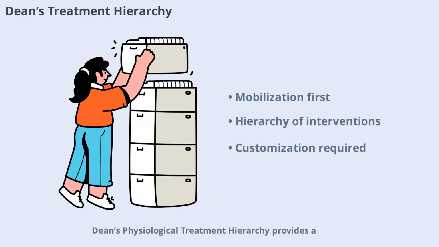Dean's physiological treatment hierarchy provides a guideline for treating impaired oxygen transport. The premise is that being upright and moving is the optimal physiological state. The hierarchy starts with mobilization and exercise, followed by body positioning, coughing maneuvers, relaxation, range of motion exercises, postural drainage, manual techniques, and suctioning. However, treatment plans must always be customized to the individual patient's needs.